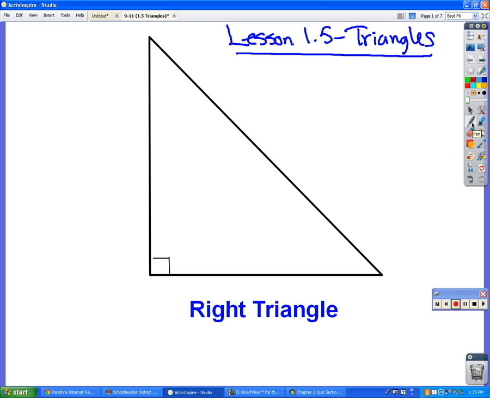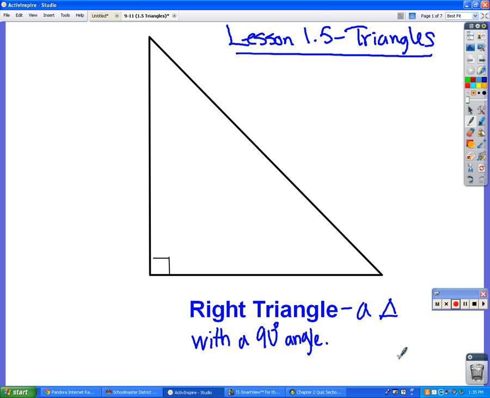Okay, well, let's define right triangle first. What would you say the definition of a right triangle is? Has a 90-degree angle. Okay, a triangle, and I'm going to use the little triangle symbol instead of the word because I'm lazy. A triangle with a 90-degree angle.